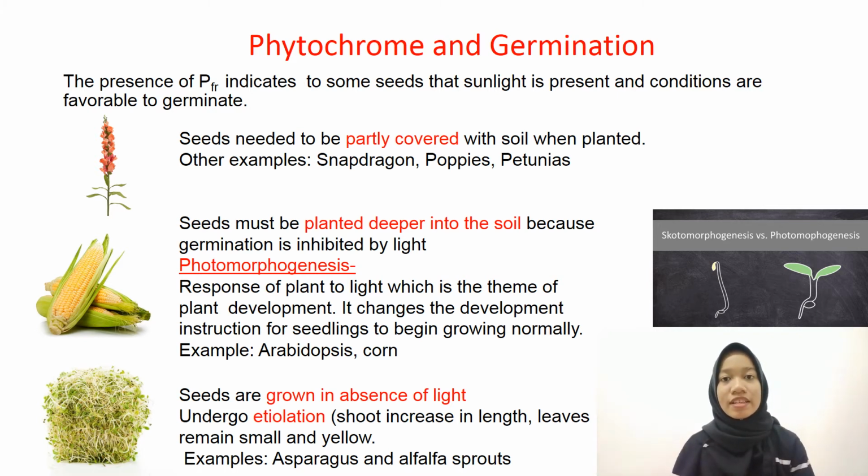Lastly, examples of plants that grow in the absence of light are alfalfa sprouts and asparagus. These vegetables are simply elongated stems that are yellow, that is, the shoot increases in length and the leaf remains small and yellow. Plants that are grown in the dark do not receive a different set of instructions from their pigment and thus never exhibit photomorphogenesis.